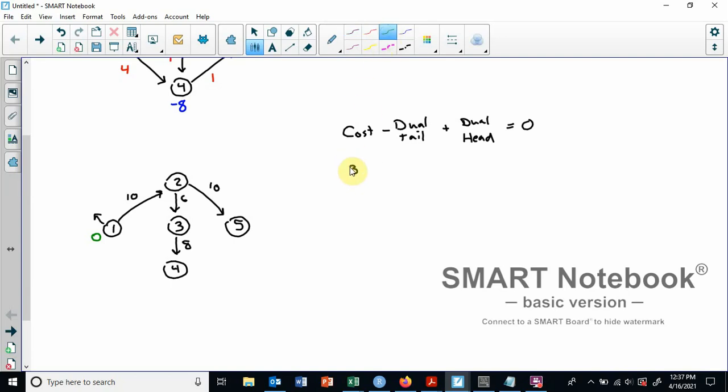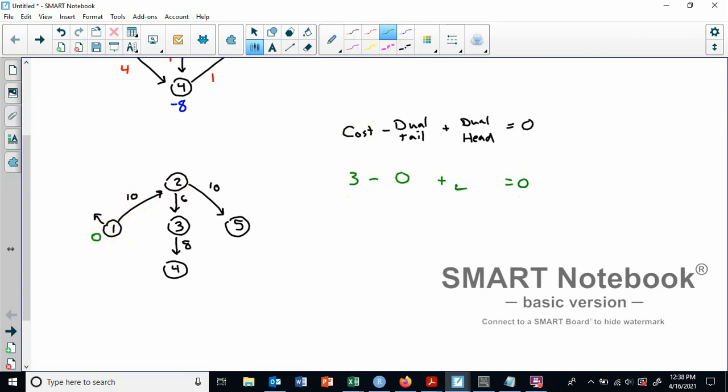Let's do this in a different color. 3 minus the dual tail plus the dual head has got to equal 0. Well, because I'm starting from node 1 and going to node 2, using this connected chain, I know the dual tail here, the tail of this arc, has a dual value of 0, so I know this one.